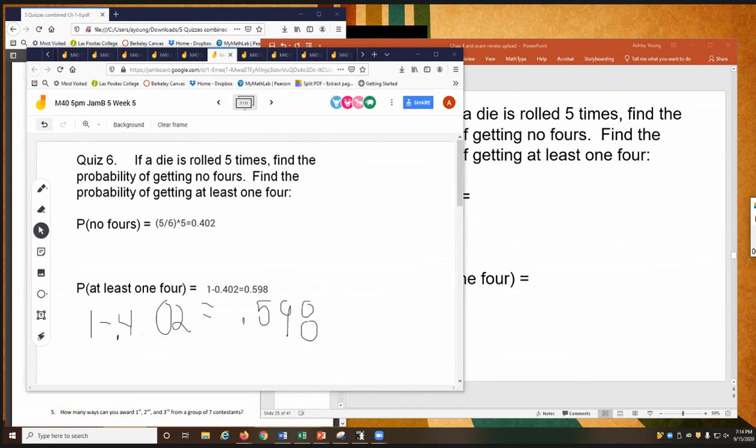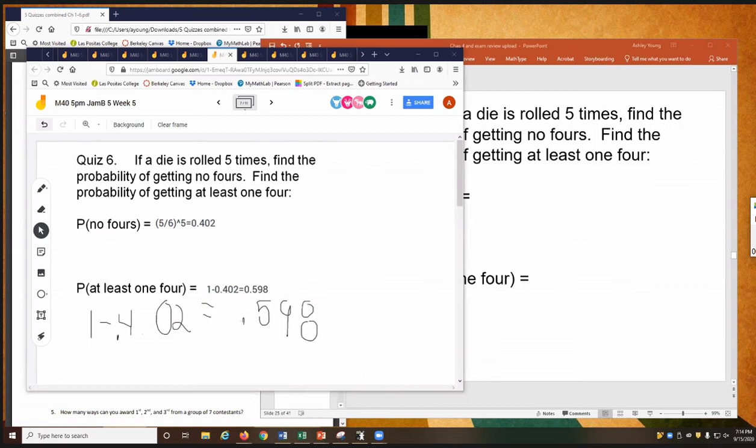All right. So very quickly, let's kind of go through these. So a dice is rolled 5 times. Find the probability of getting no 4s. That means I roll it 5 times and every time I fail. So the probability of getting a 4 is 1 out of 6. So the probability of rolling a dice and not getting a 4 is 5 out of 6. But I need this to happen 5 times in a row.